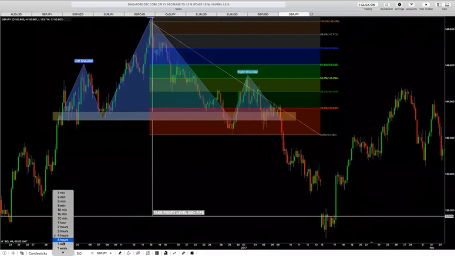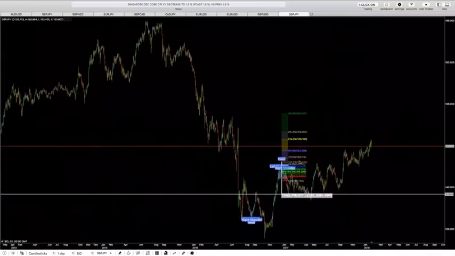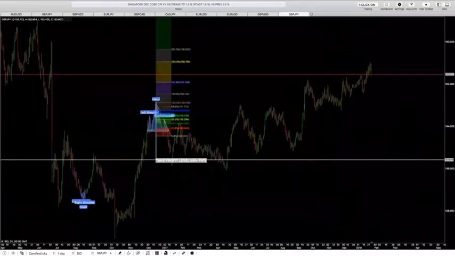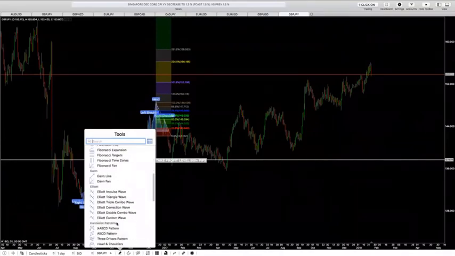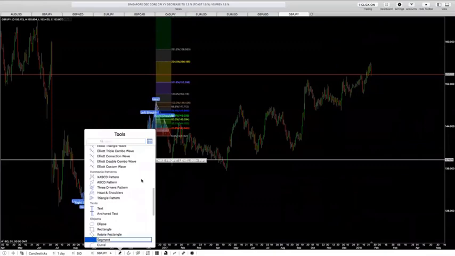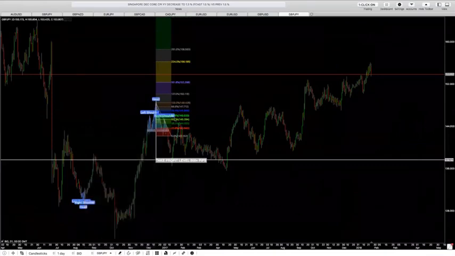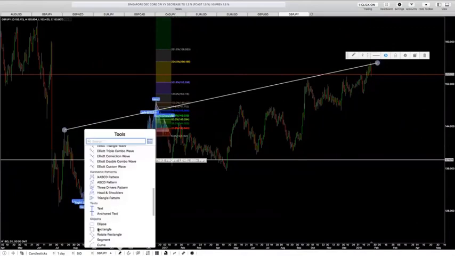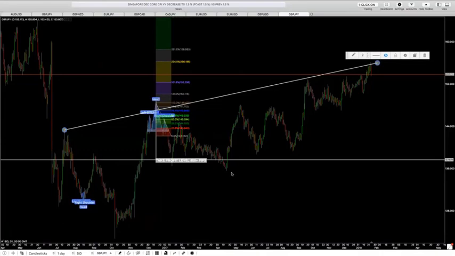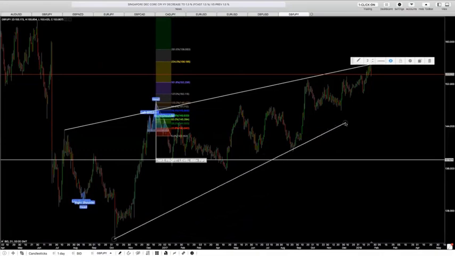Just so you guys know, remember, as you go on to different time frames, you will see different patterns in the market. If you see on the daily here, the market was actually creating what's known as a rising wedge in the market. Look at this. The market was actually creating what's known as a rising wedge.